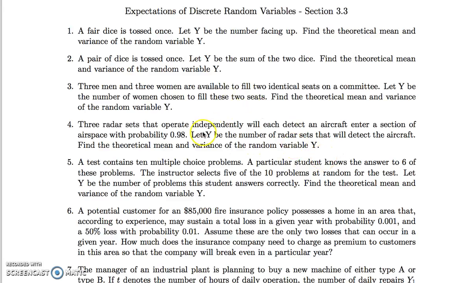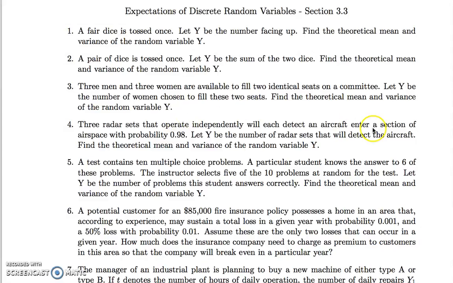So our possible values for y are 0, 1, 2, and 3, excuse me. But what I want you to notice is that because they're operating independently and they each have the identical probability of 0.98, we start to realize that this is a binomial situation, right? And again, that's something that you want to get good at recognizing. We've got 2 outcomes, either the radar set detects the aircraft or it doesn't, and because we have an unchanging probability of success of 0.98, that fits our criterion for a binomial situation.